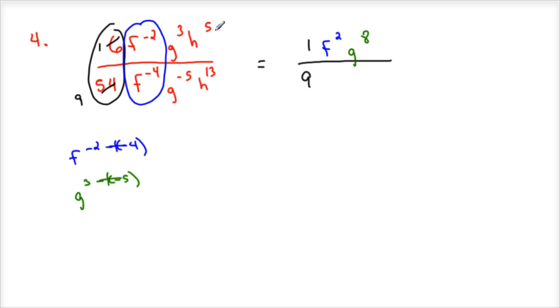And then finally here we have our h, and we have h to the 5th minus 13, and here we got h to the negative 8.